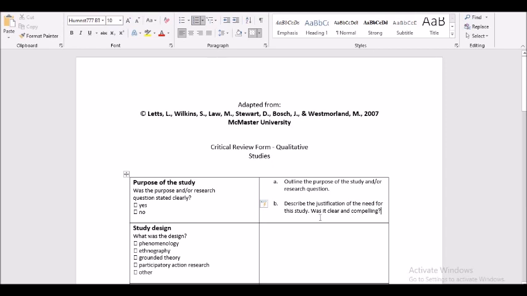Describe the justification of the need for this study. That comes through the background and the rationale for that particular paper or thesis or dissertation. Was it clear and compelling? So when it is very clear, you are able to understand that yes, this is the need or justification.